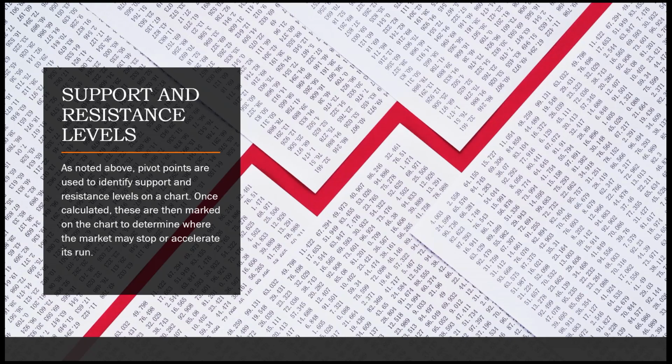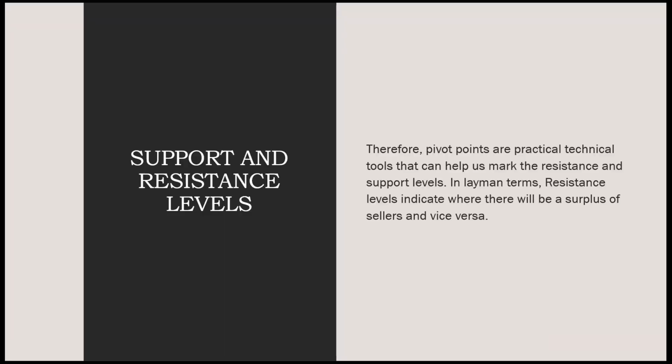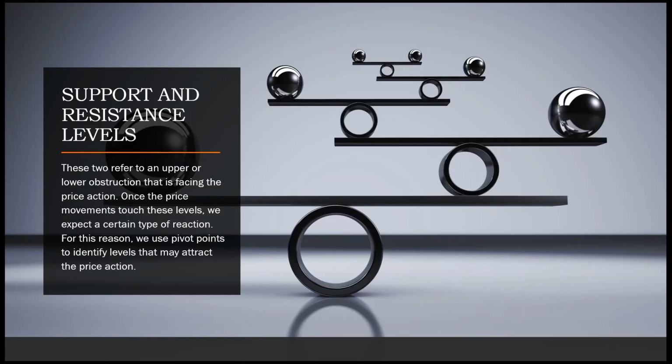Now, we use these pivot point levels as noted to identify support and resistance levels on a chart. Once calculated, these are then marked on our charts to determine where the market may stop or accelerate its run. Therefore, pivot points are practical and technical tools as they can help us mark the resistance and support levels. In layman's terms, resistance levels indicate where there's a surplus of sellers or vice versa.